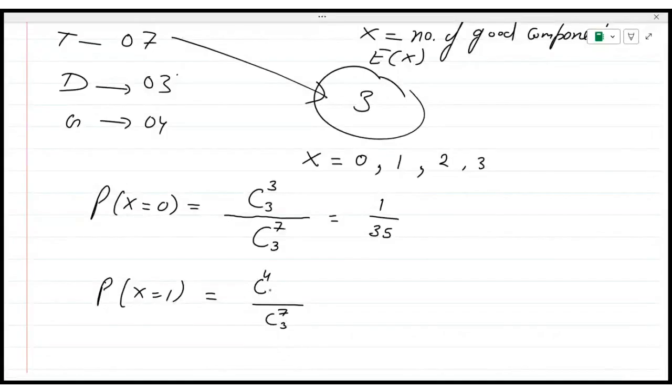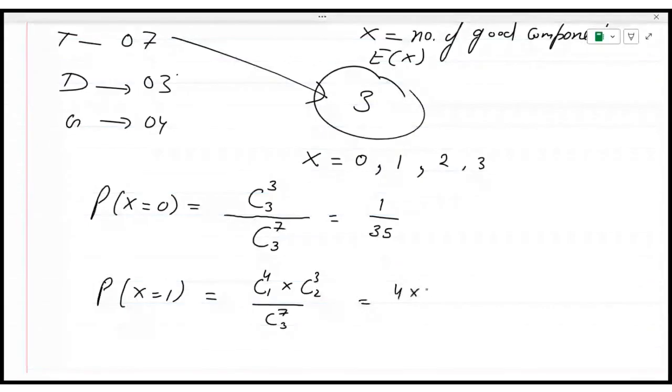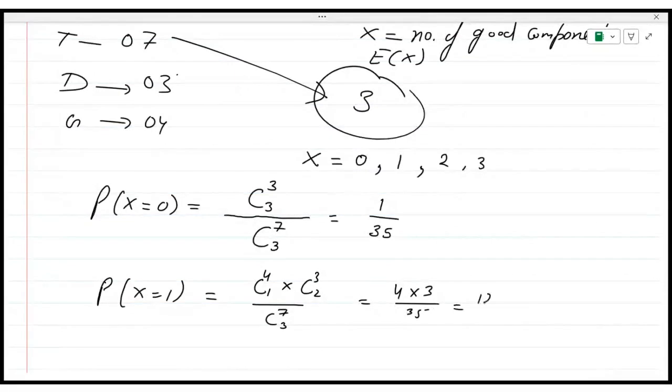We want 1 good and we want 2 bad, 2 defective. So 2 defective we want. How many defective are there total? 3. Okay. So if you solve this, 4C1 is 4, 3C2 is 3, and this is 35. So we got 12 by 35.